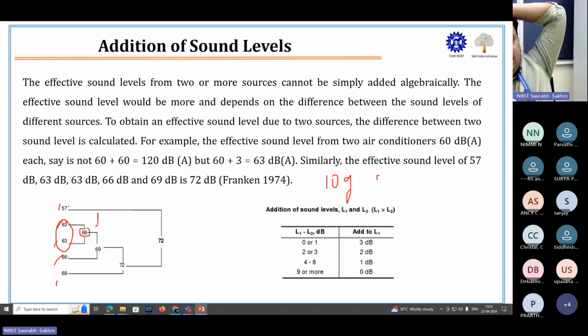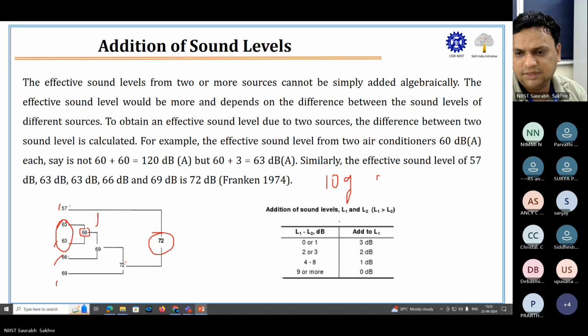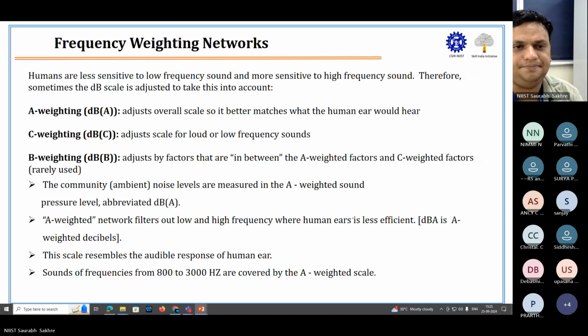And if I'm adding 57 and 72, the higher noise will prevail, 72. Okay, because the higher noise anyway will prevail. So you have to keep in mind that the addition of sound levels will be different.